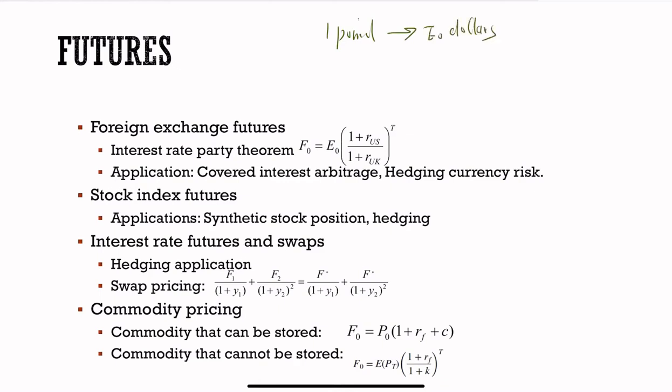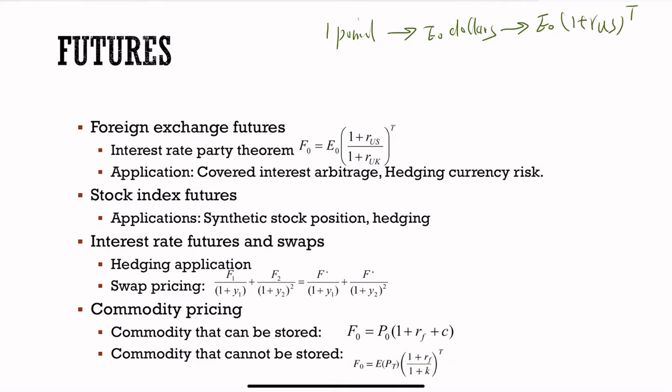And then I will invest this in the US market. So this will become E0 times 1 plus RST, right? Because RS is basically the interest rate in the US market.